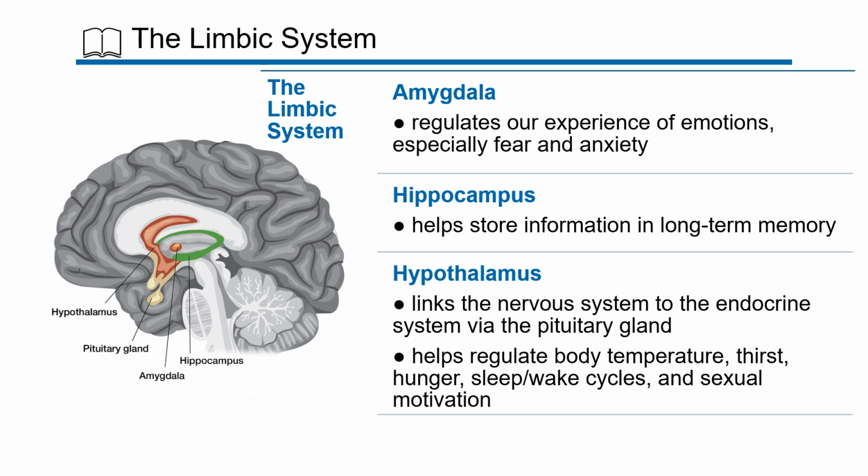It's not mentioned on this slide, but it's located above what's called the corpus callosum. You might have heard of that. It's the part that connects the left and right hemispheres of the brain. And the cingulate gyrus is involved in processing emotions and regulating behavior.